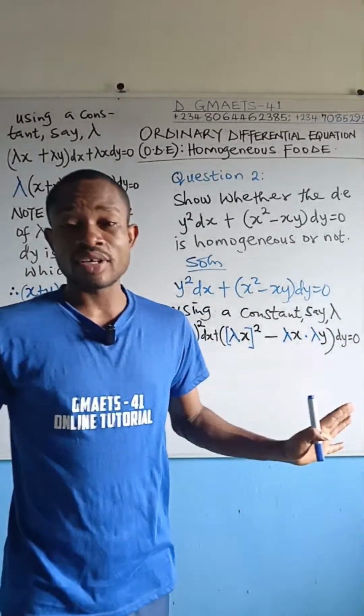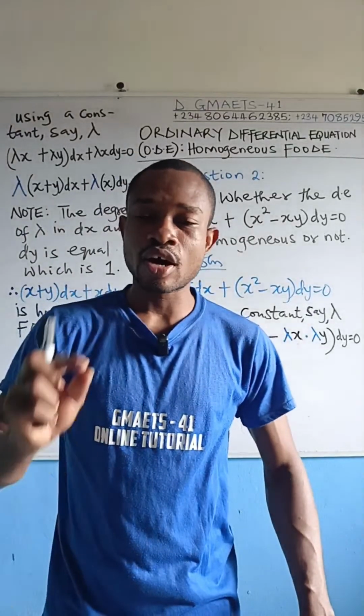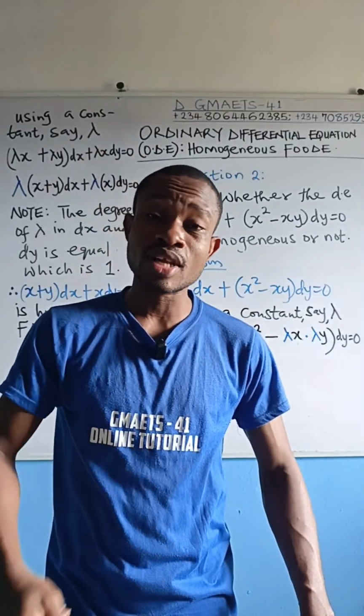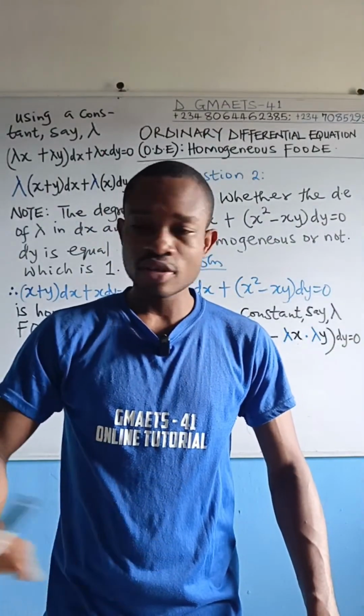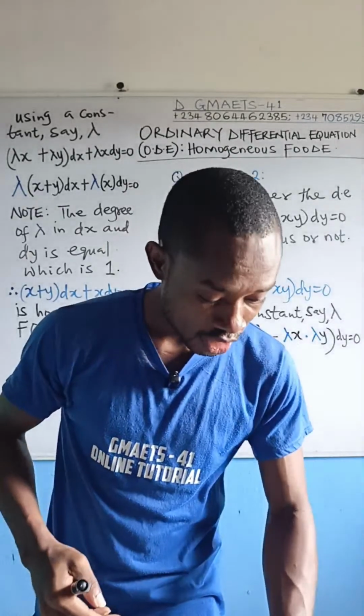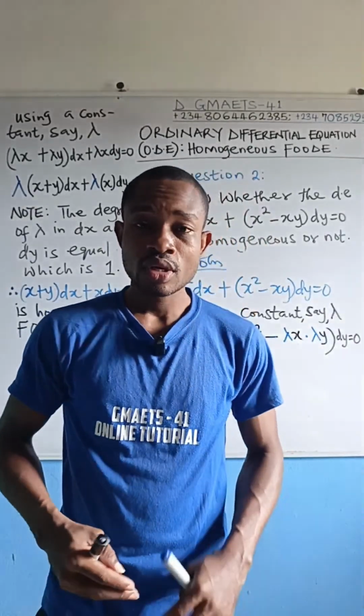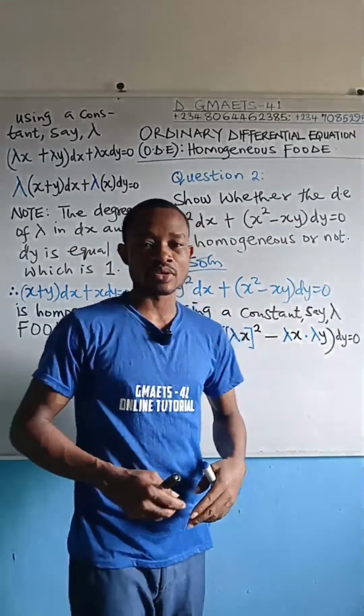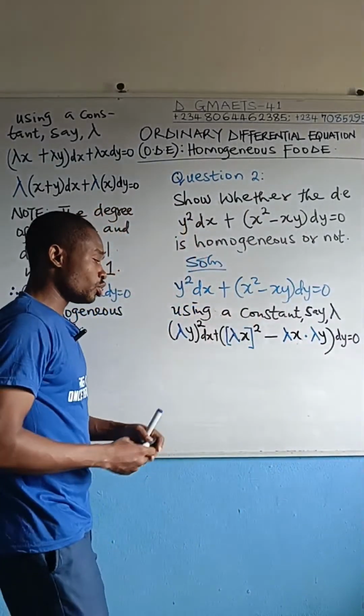So look at what I've done there. It's simple. Choose a constant. The constant you use is your choice. It's not compulsory that you must use lambda. Choose any constant you want. Use the constant to multiply each of the variables. So you multiply. If the variable has a power, the power will also affect that constant. That's it. Then do your simplification.